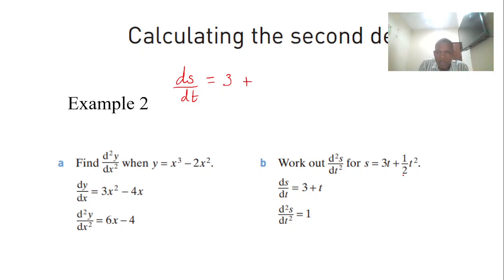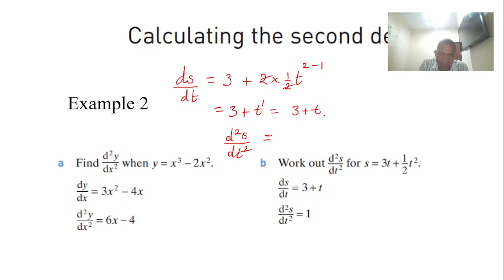Then plus, if I differentiate this half t squared, the 2 comes to the front, so that 2 is going to multiply the half. Then the power of t is 2 minus 1. This gives us 3 plus, now this 2 cancels out the 2, it goes away, so I have t to the power 1, which is t. So my ds over dt is 3 plus t. Now this is the first derivative. Now we have to differentiate again to get d squared s over dt squared.